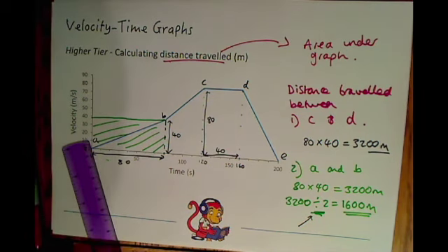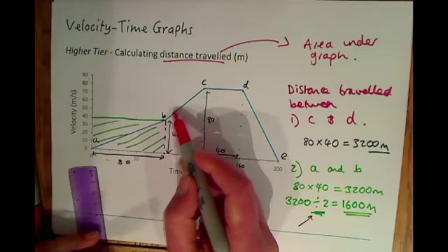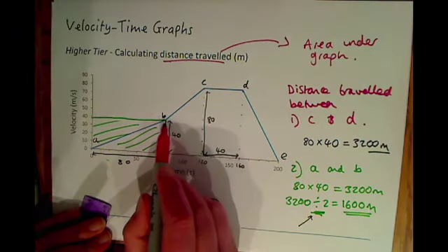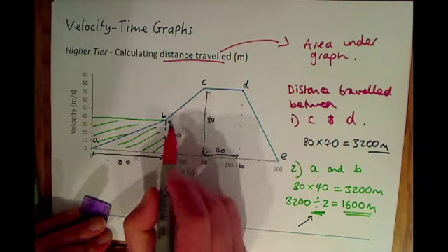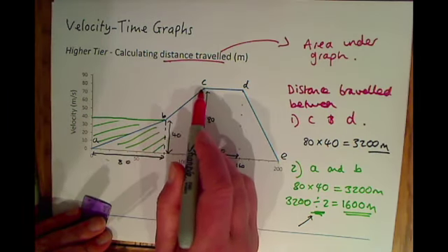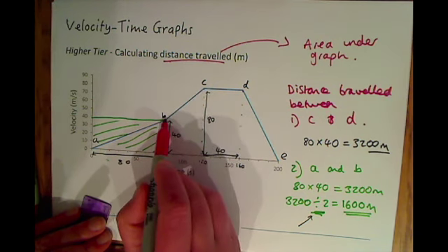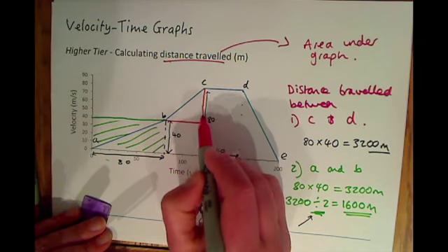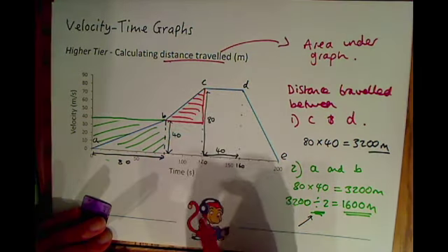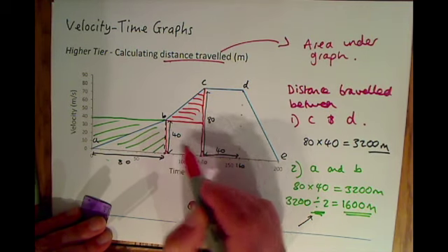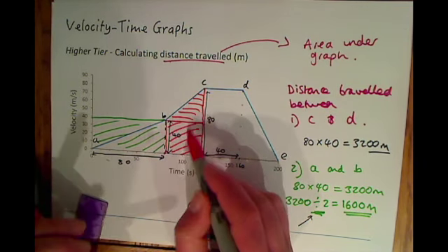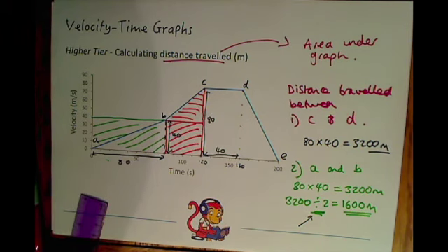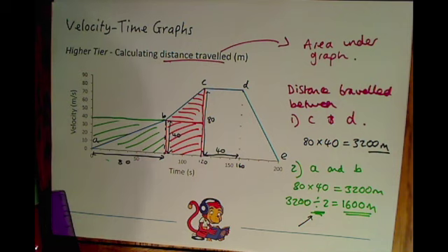If you had a little bit more of a difficult section, for example between B and C, you would have to split your shape up into a couple of sections to help you out. If you wanted to find the distance travelled between B and C, you would first of all calculate the area of this triangle, and then calculate the area of that rectangle and add them together to calculate the distance travelled. Okay, so this is the extra little bit for the higher tier: calculating distance travelled using area under the graph, and also calculating acceleration by calculating the gradient.